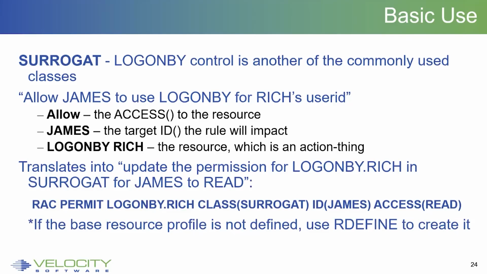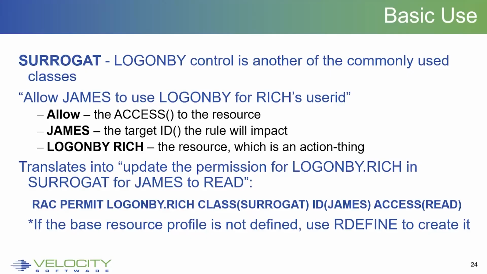So for instance, if I want to allow James to use logon by for Rich's user ID, that breaks down into allow, so the access, what kind of access to set for the resource. James is the target ID because that's the user ID that the rule's going to impact. And logon by Rich is the resource. So it's an action thing. It's an action, but in RACF terms, that is a resource.